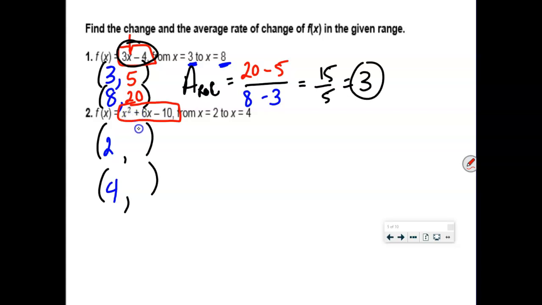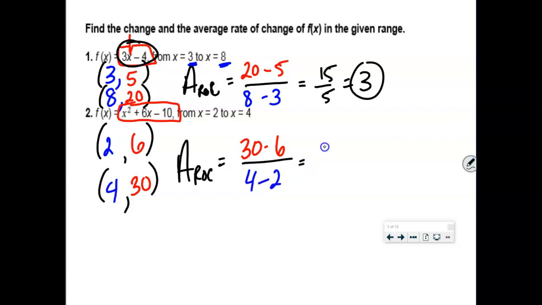This is 4 plus 12. That's 16 minus 10. We got a 6, right? And then plug it into 4. That's 16 plus 24. I already lost track of what I was doing. 16 plus 24 is 40. Minus 10 is 30. Oh, man. All right, average rate of change is 30 minus 6 over 4 minus 2.